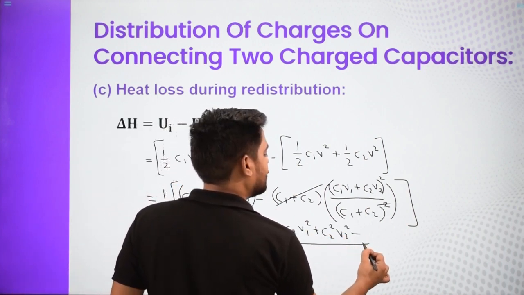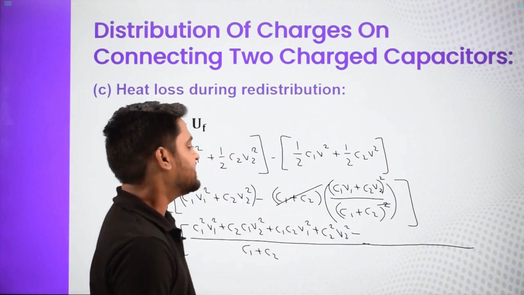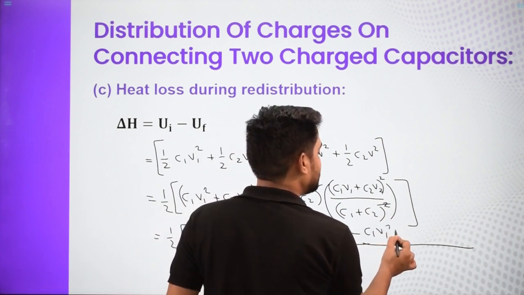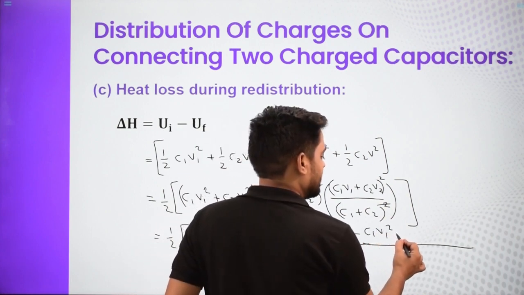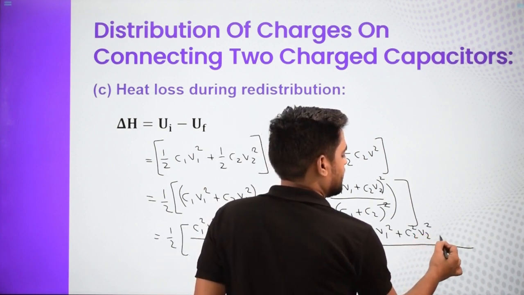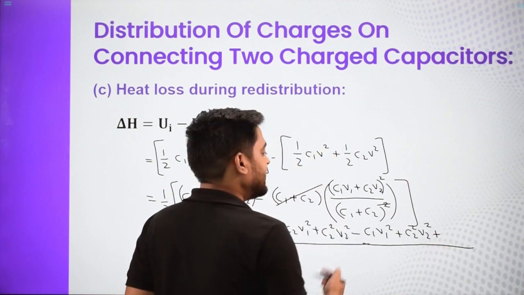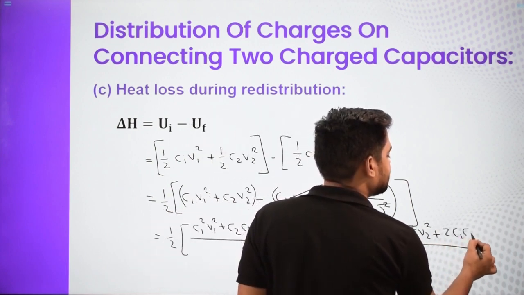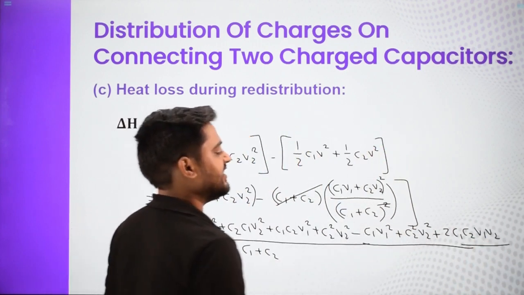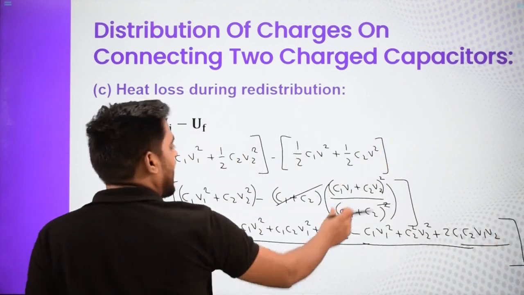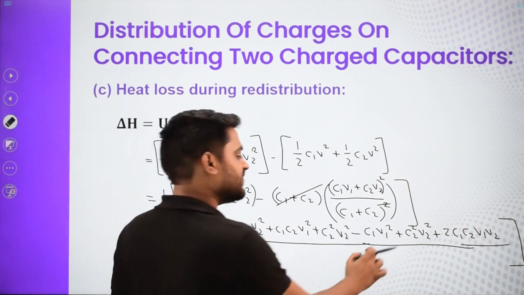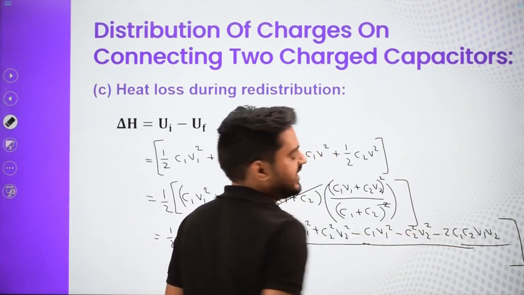There is a minus sign, and then this is what? C1 V1 plus C2 V2 whole square. So what do we get? We get A square, which is C1 V1 whole square, plus B square, which is C2 V2 whole square, plus 2AB. That is 2 C1 V1 C2 V2, so 2 C1 C2 V1 V2. This is what we are getting. And there is one more thing: I did the square, but there is a minus in front of each and every quantity, so this will also become negative, and this will also become negative, right?